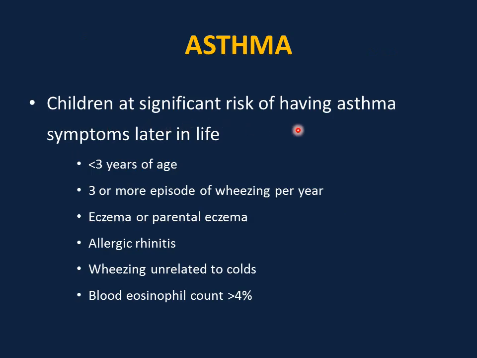Children at significant risk of having asthma in the future or later in life: less than 3 years of age if the asthma started before 3 years of age, 3 or more episodes of wheezing per year, eczema or parental eczema, allergic rhinitis, wheezing unrelated to colds, blood eosinophil count more than 4%.